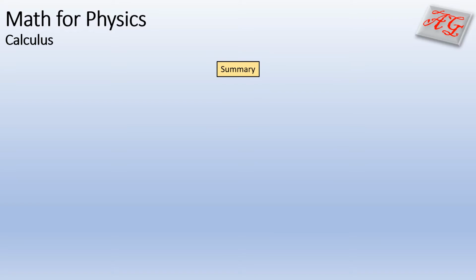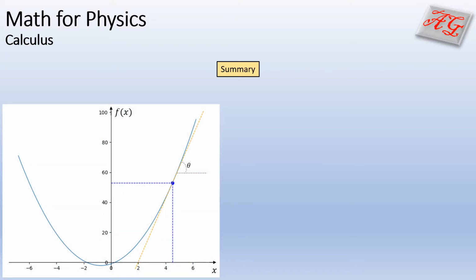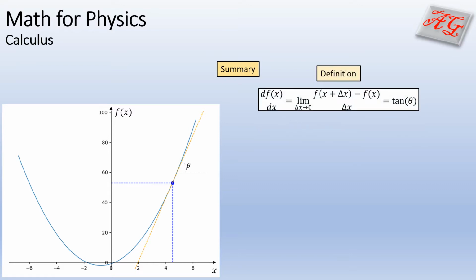So, just to finish the review of differential calculus, let's give a brief summary of the things we have learned. The derivative of the function is the gradient of the tangent line at a point on a curve. Of course, the definition of the derivative is the first concept we have to consider. We define the derivative with respect to x of a function of x as the limit as delta x tends to 0 of f of x plus delta x minus f of x, and all of these terms divided by delta x.